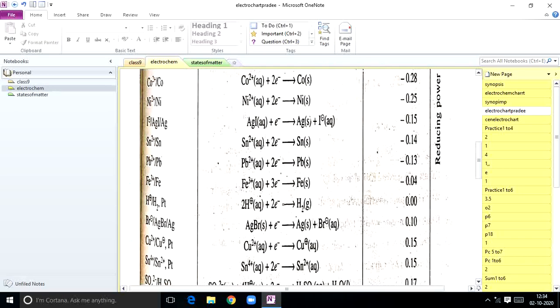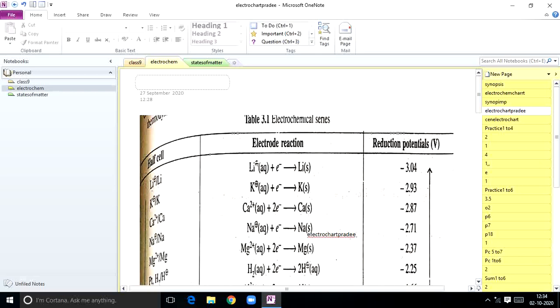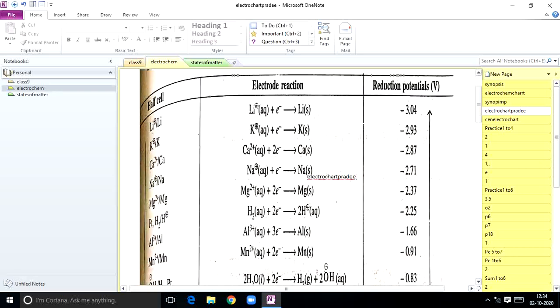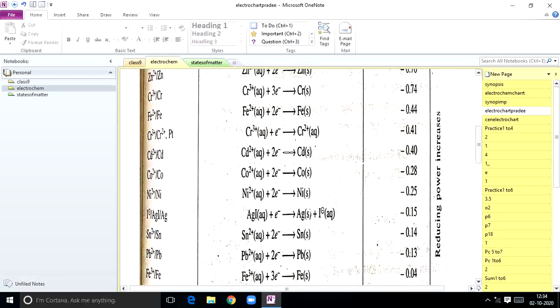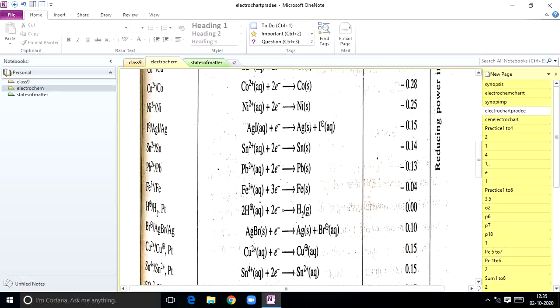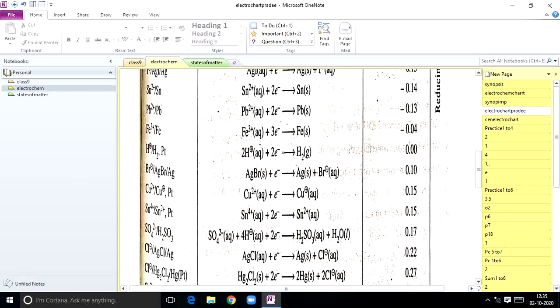Now you can see in this chart, this is an activity series chart, with electrode reactions and reduction potential values. If you observe metals like lithium, potassium, calcium, they have low reduction potential values. Low means minus 3.04, the lowest reduction potential value, which is for lithium. Lithium metal possesses the lowest reduction potential value. If you come down the group, from minus 3 point something, you can see the standard reduction potentials.